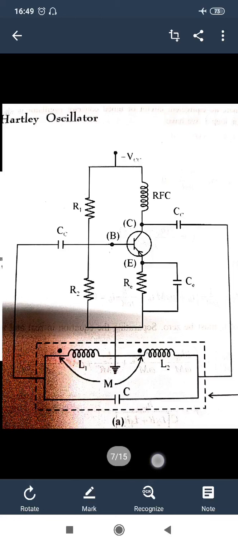In this case, a total of 180 degree phase shift is generated by L1 and L2, and the remaining 180 degree phase shift by the common emitter configuration of the active device, that is our transistor. So in this case we have provided a total of 360 degrees. For the working condition, I have done the calculation for the desired frequency.